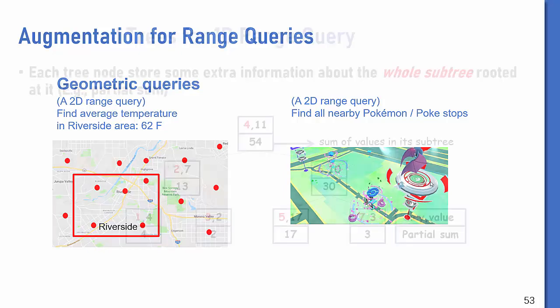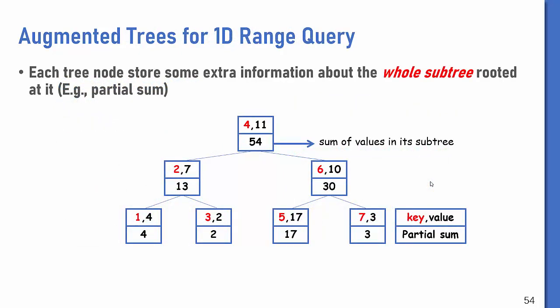Okay, so augmented tree is not a new concept. It's a very standard solution to answering some range sum queries on trees. Assume we have a tree storing a bunch of key-value pairs sorted by the keys. Now we want to answer some queries about the sum of all the values inside a key range. Then we can augment the tree by storing in each tree node the sum of all values in its subtree, or a partial sum.